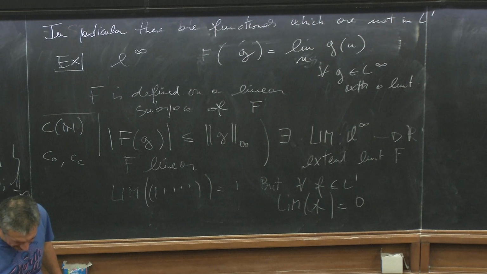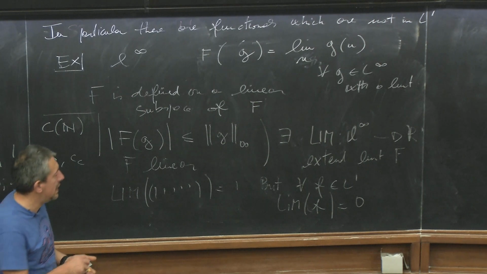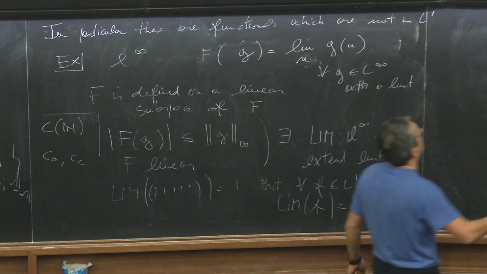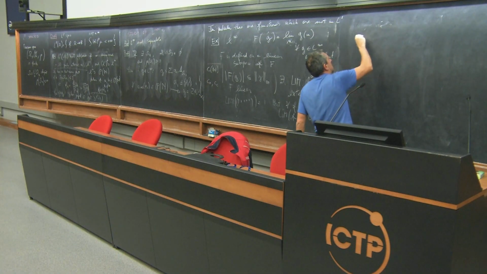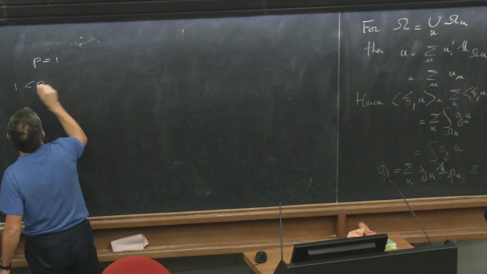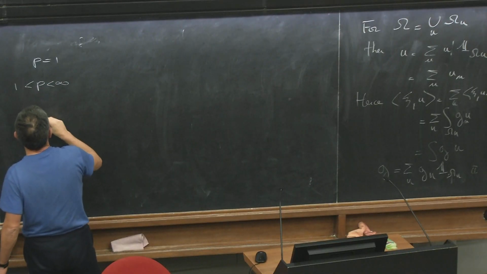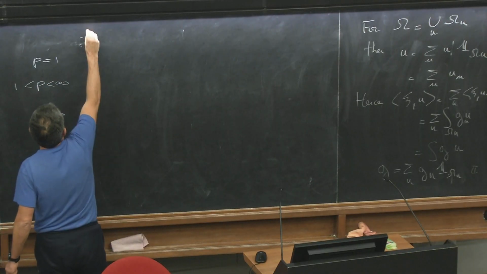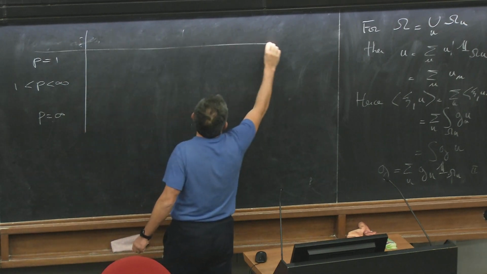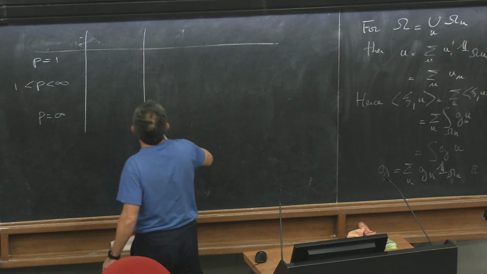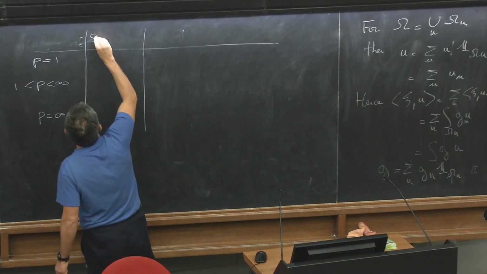Done, this is done, this is done. Okay, so let's make the map now. So this is p equal to 1, p between 1 and infinity, and then p equal to infinity. So let's put separability.